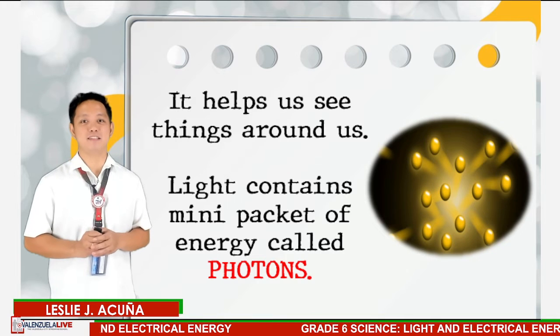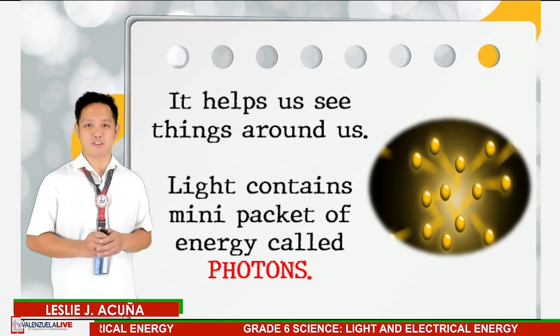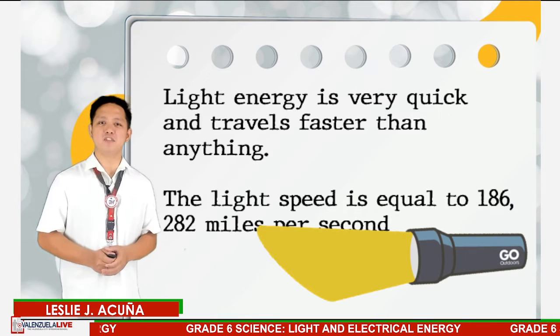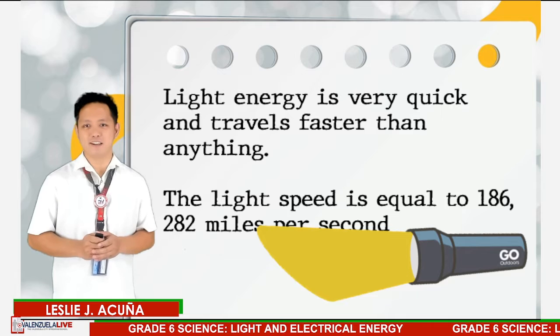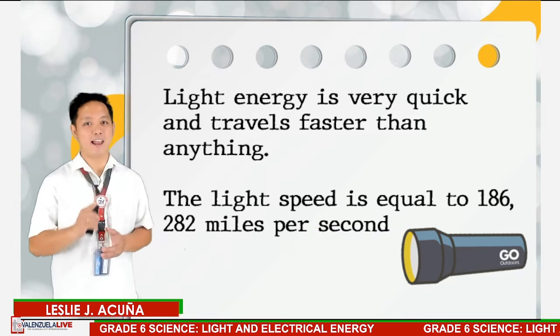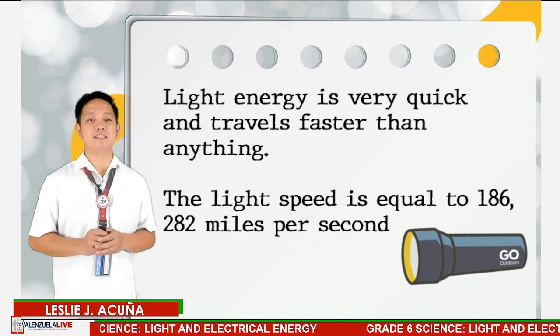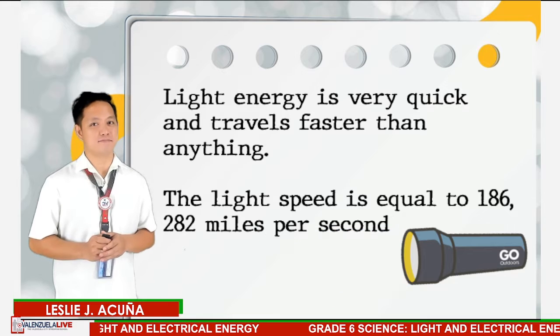Light contains many pockets of energy called photons. Light energy is very quick and travels faster than anything. The light speed is equal to 186,282 miles per second.